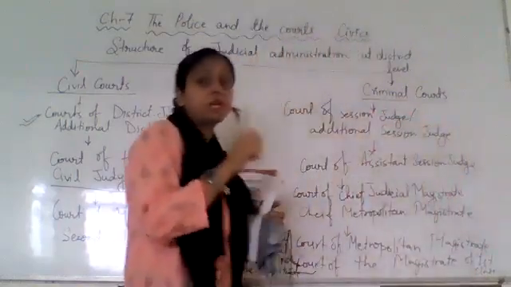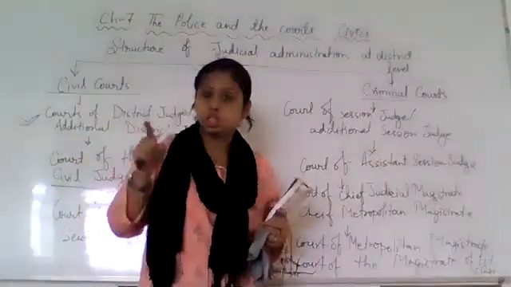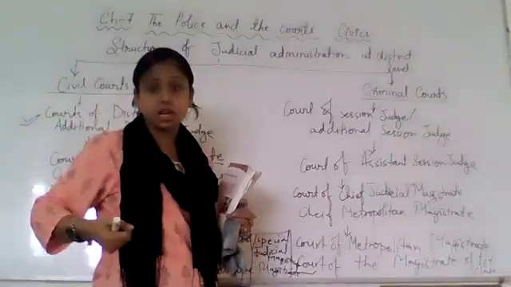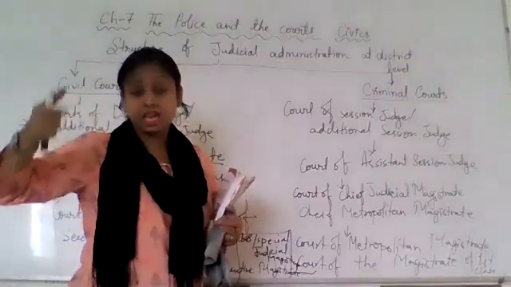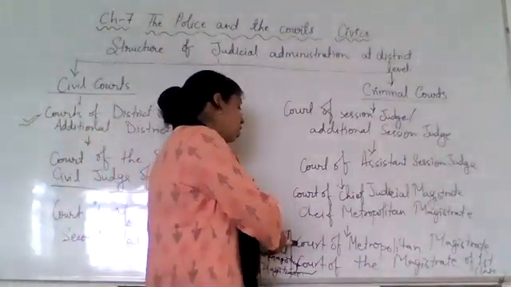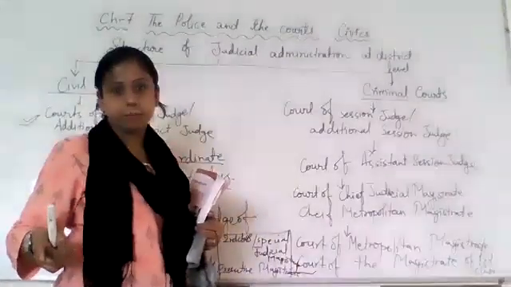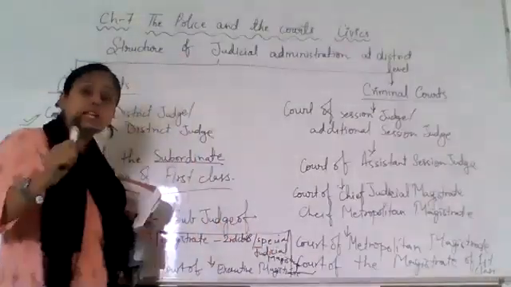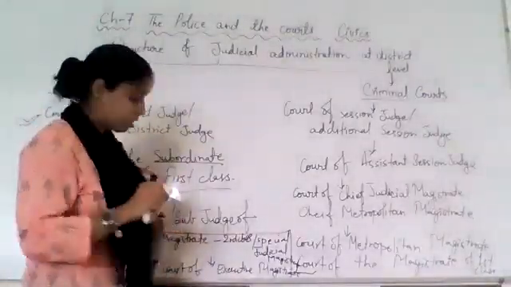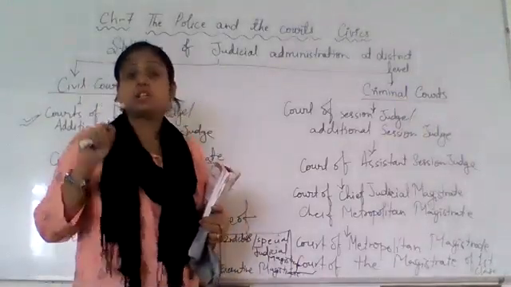Now we move to the criminal court. In criminal court, the highest court at the district level is the court of session judge or the additional session judge. Under this you have the assistant session judge. Then you have the chief judicial magistrate, or the chief metropolitan magistrate if the area is a metropolitan city; in a metropolitan area, you will have the metropolitan magistrate. Then you have the court of metropolitan magistrate or the court of magistrate of first class. Then you have the second class magistrate and the special judicial magistrate. Under this you have the court of executive magistrate. So this is the chart of the structure of judicial administration at the district level.